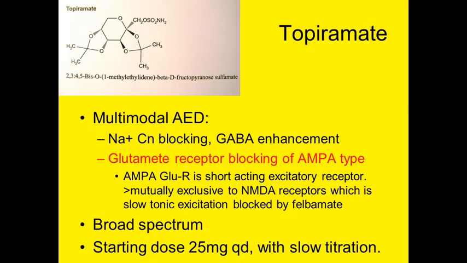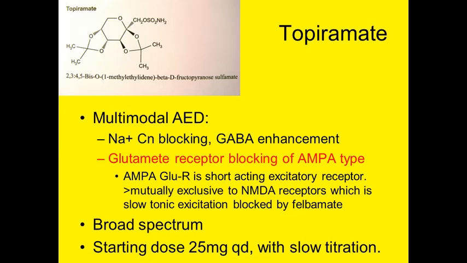Topiramate. Topiramate is a multimodal AED. It is a sodium channel blocking and GABA enhancing agent, but also, most significantly, it is an AMPA type glutamate receptor blocker. The AMPA type glutamate receptor is a short-acting excitatory receptor. The duration is on the order of milliseconds, while the NMDA receptor, with slow tonic excitation, has a duration of hours or even days. The NMDA receptor is blocked by felbamate.